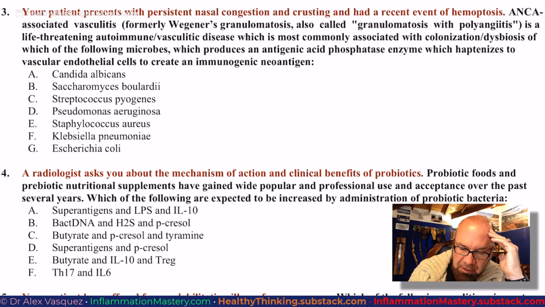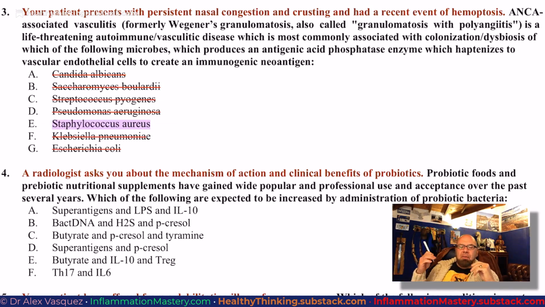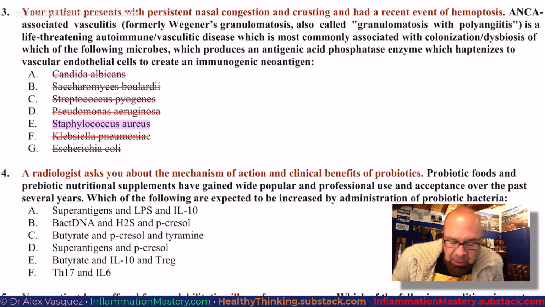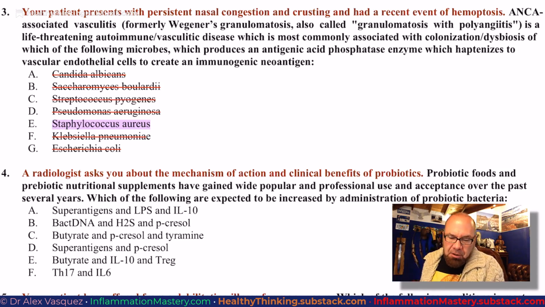It's obviously not, well, it's obvious to me, but the answer is not Candida albicans, Saccharomyces boulardii, Streptococcus, Pseudomonas, Klebsiella, or E. coli. The answer is Staphylococcus aureus. So, obviously you remember from a few minutes ago, I talked about Staphylococcus aureus being a trigger for eczema or atopic dermatitis. That's correct. In other people, it triggers Wegener's granulomatosis.